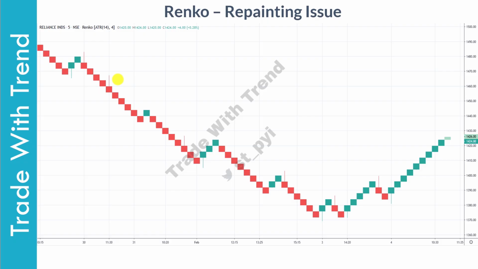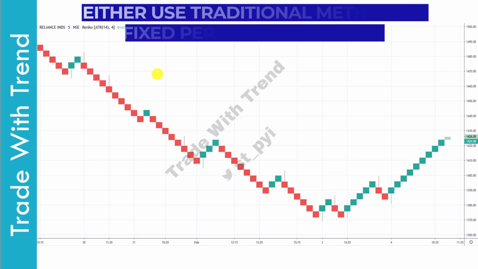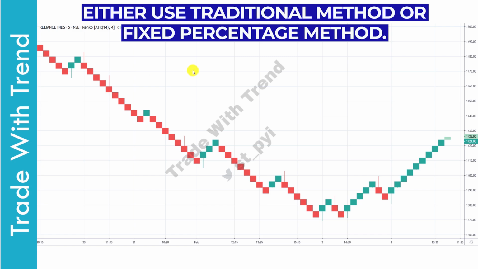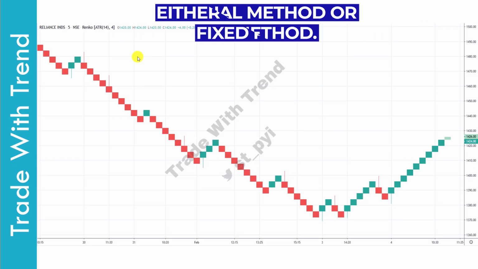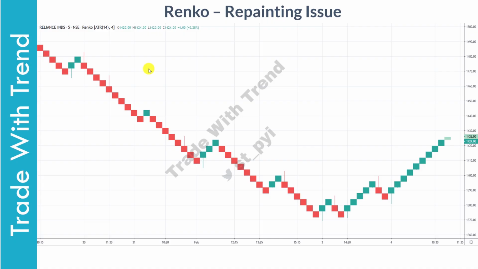I have shown in the earlier section of the video how you can decide the brick value randomly, or how you can use the fixed percentage approach to decide upon a valid brick size. So what I will suggest is that if you try to use this ATR approach in order to plot Renko charts, be aware of this repainting issue.